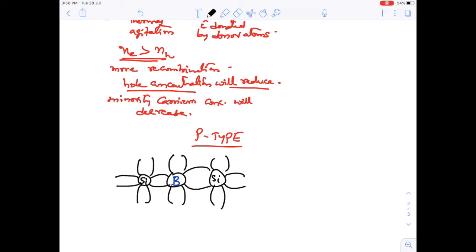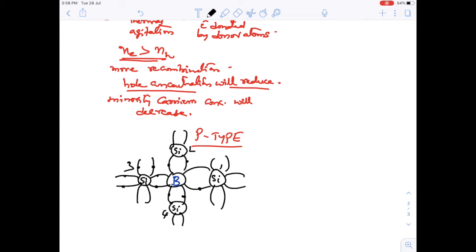Now, silicon has 4 valence electrons. Boron will have 3 valence electrons. So, what will happen? The 3 valence electrons will form a strong covalent bond with the neighboring silicon like this. This is also silicon. So, 1, 2, 3, 4 silicons. Now, this one will form a strong covalent bond with 2, 3, 4.